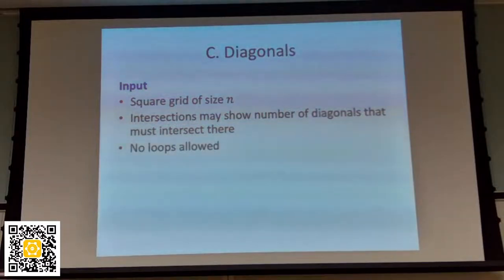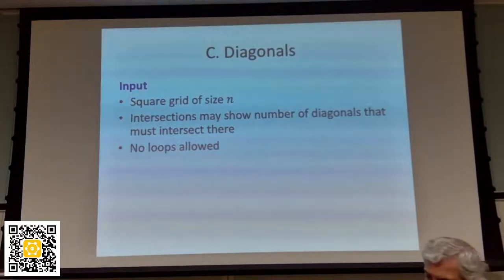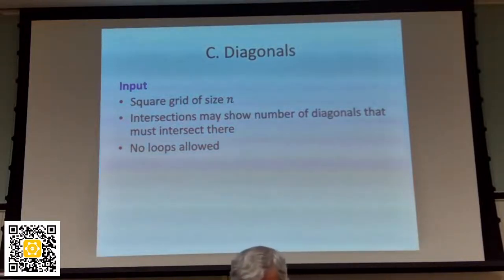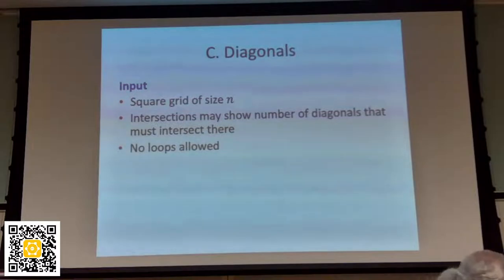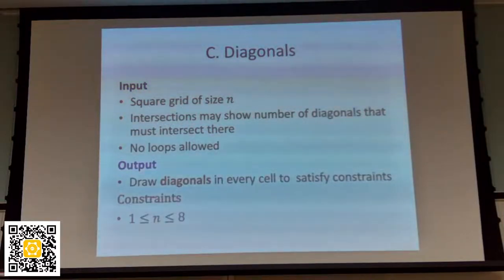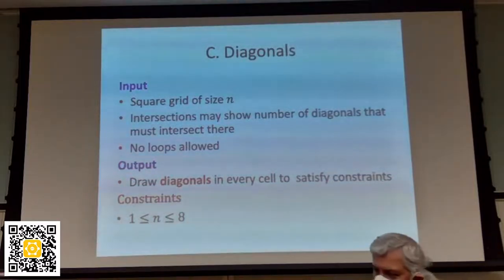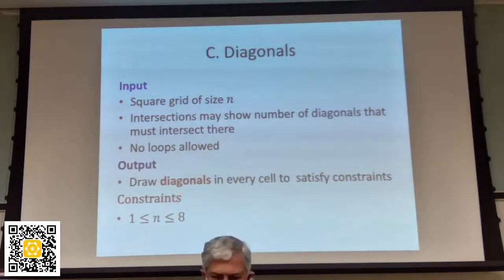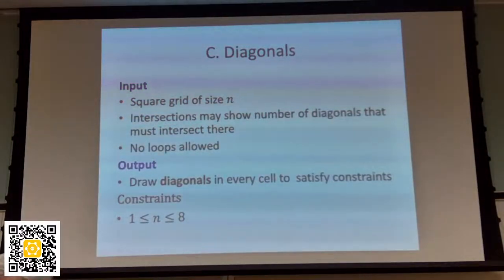And finally, you don't want to allow any loops in the set of diagonals that you end up drawing. And you want to output the actual diagonals. You need to figure out what it is that you're doing that satisfies the above constraints. And the good news here is that the n is very small. So this should tell you something pretty immediately.